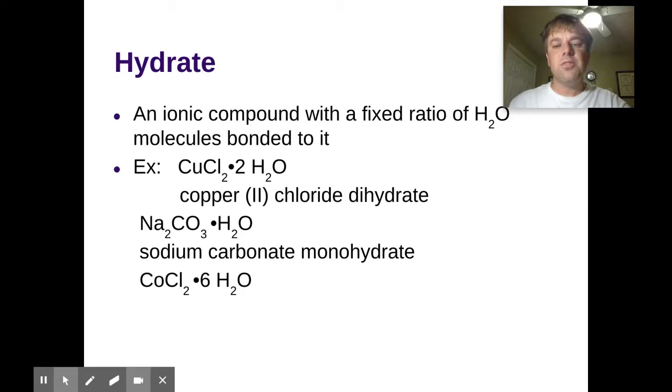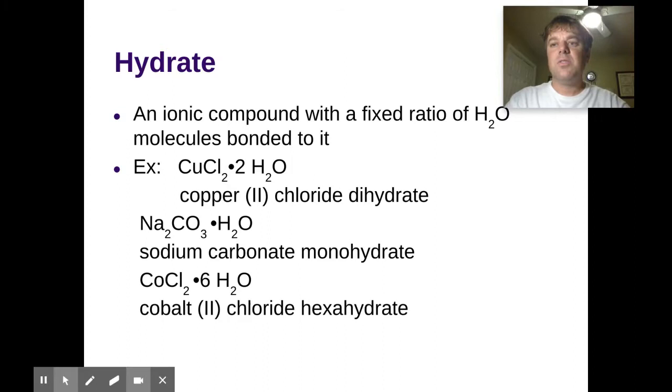Now these water molecules are chemically bonded to the hydrate, but they can be driven off with the application of a substantial amount of heat. So if you heat it up, you'll drive off the water and just leave behind the ionic compound itself.